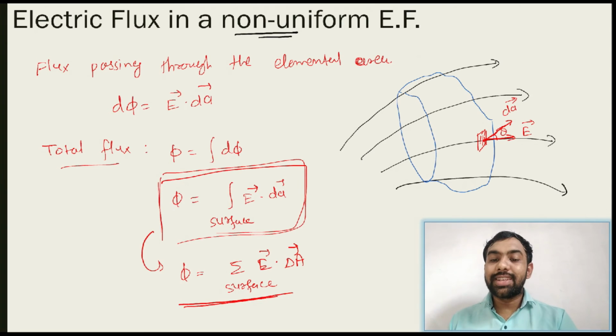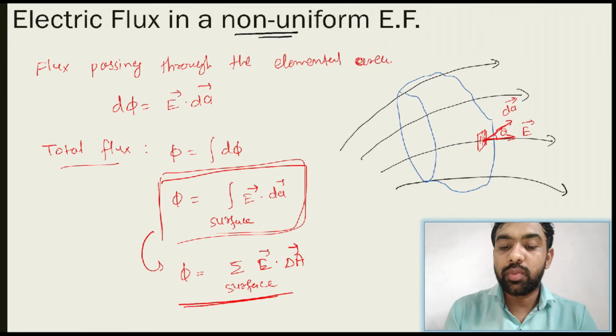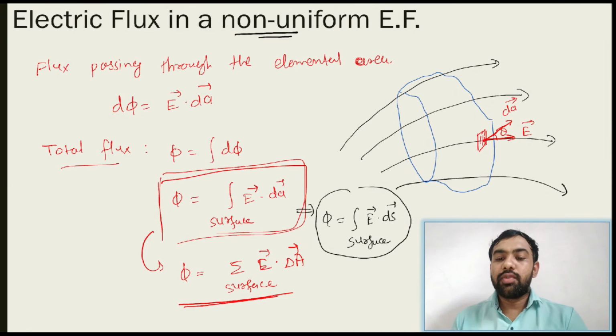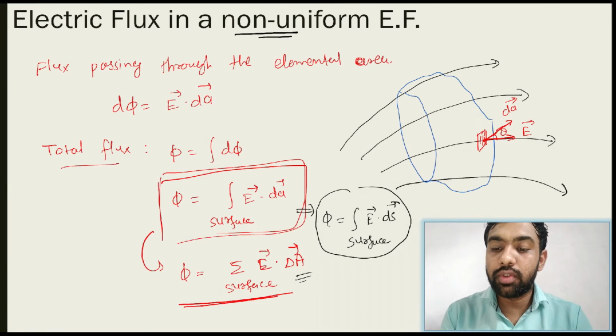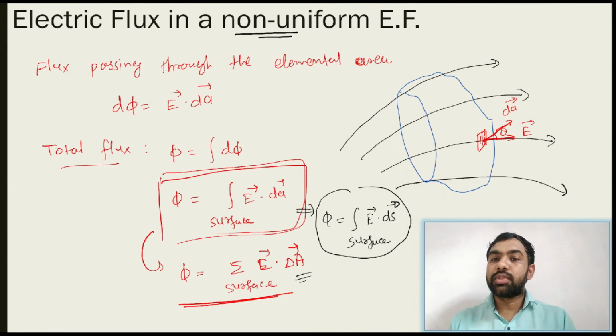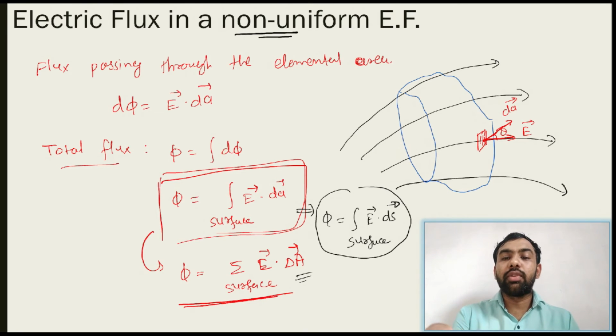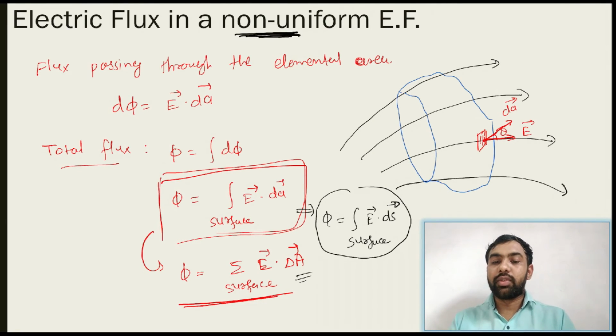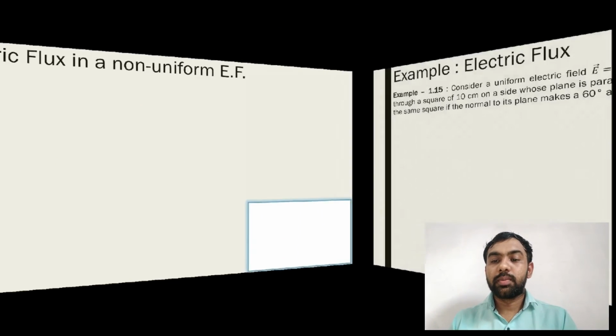You consider the area to be dS. If the area is dS, then you get the same answer in this form also: Φ is equal to the integration over a surface of E dot dS. Here the area vector is considered as dS. If you consider this equation, then delta A is replaced by delta S. It is just a different terminology we have to use here. All of you note this. This is the electric flux through a non-uniform electric field. Note it. Let's see the next one.